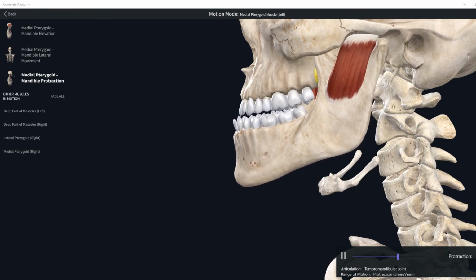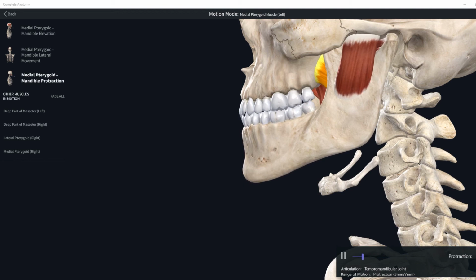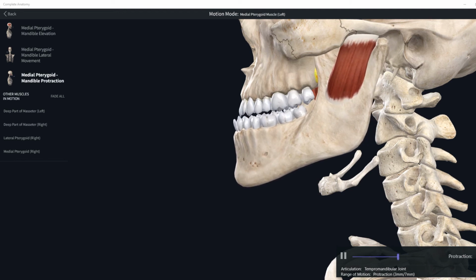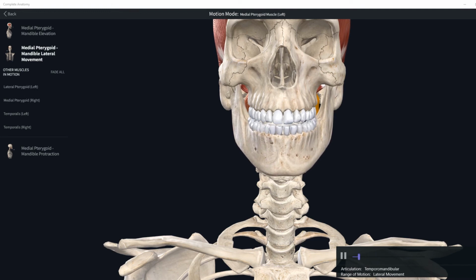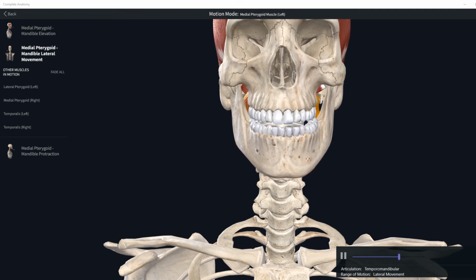With the mandible, we can see protraction and retraction. Protraction as it moves forward, and retraction as the jaw resets itself. The mandible is also another location that we can perform lateral and medial excursion. These movements occur when we move our jaw laterally as if you're grinding your teeth.